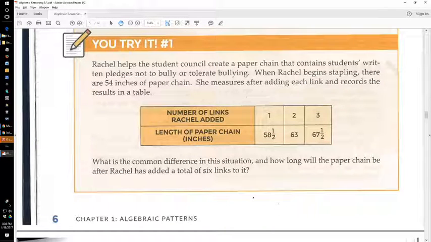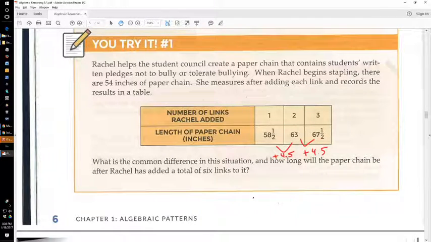Okay, so here we go. With the first link, we have 58.5. Okay, so to get to the second one, to get up to 63, we're adding what? 4.5? I don't care if you use decimals. 63 minus 58.5 is 4.5. Yeah, 4.5. All right. To get from 63 to 67.5 is, again, we are adding 4.5.